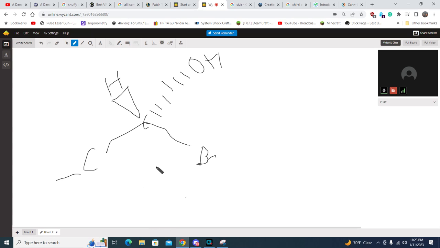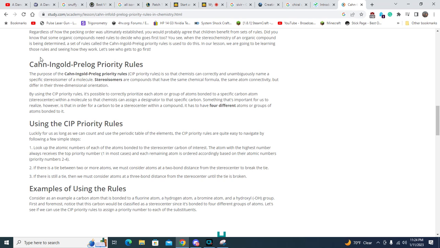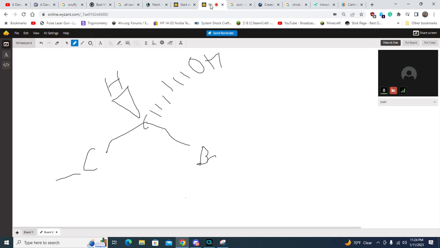Like I was saying earlier, there are rules to assigning priority, and those are called Cahn-Ingold-Prelog priority rules. You can see them here. First you look at the atomic numbers of each atom. If there's a tie in atomic number, then you look at what's a bond later. And if there's still a tie, you must continue until the tie is broken. And if the tie isn't broken, that means it's an H or a molecule.